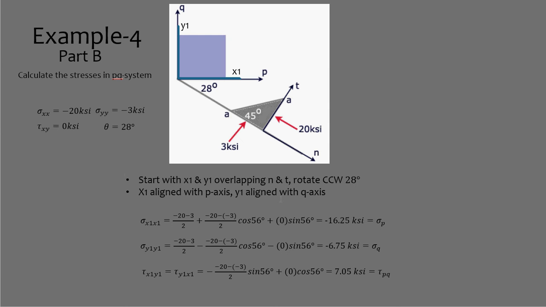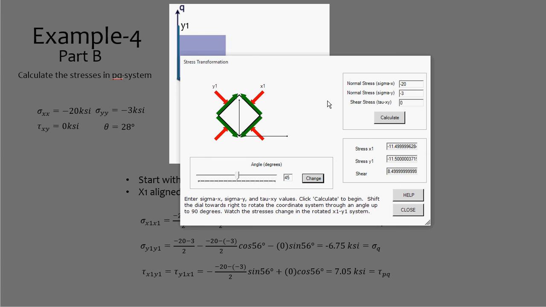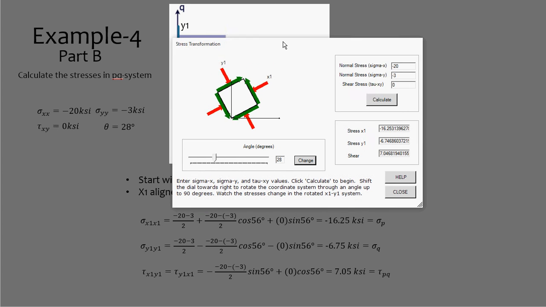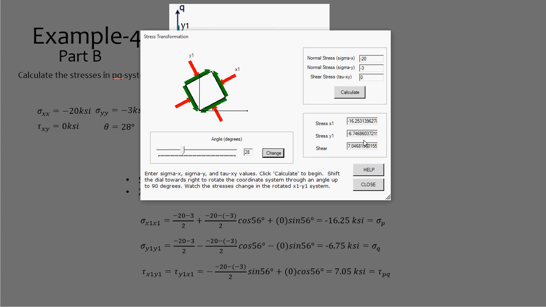And when you plug that in, you find that sigma x1 is -16.25 ksi, which is sigma p. Sigma y1 is -6.75 ksi, which is sigma q, and the shear stress is 7.05 ksi. Now, we already had our information here for the stress transformation of part A. The only thing we're changing is our degrees, or theta, which is 28 now. Hit change, and we have these same exact values pop up instantly.